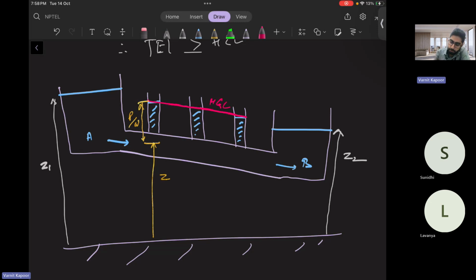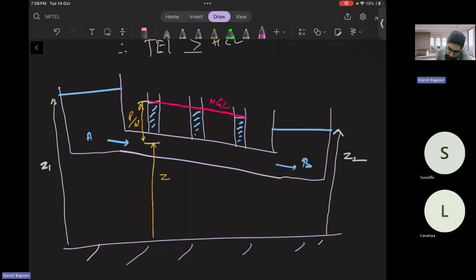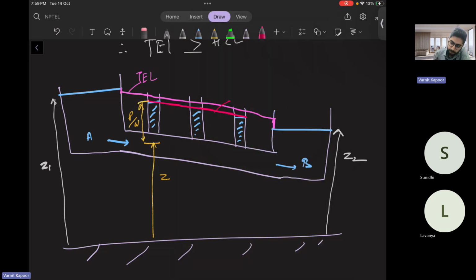Whereas, because of the entrance minor loss present here, there is a dynamic head of the fluid, V square by 2g, and there is again some loss here. I'll write once again: this is your total energy line, and this is your hydraulic energy line.